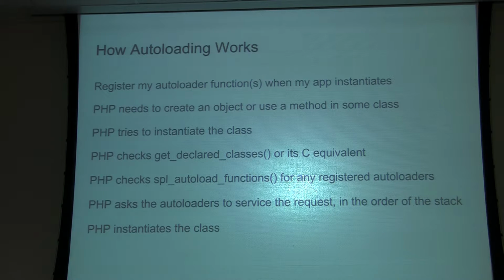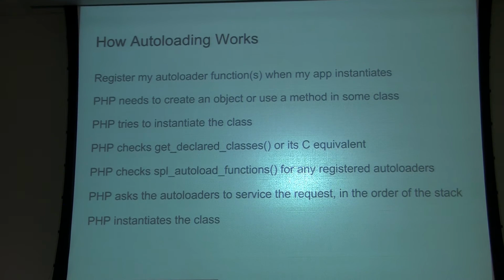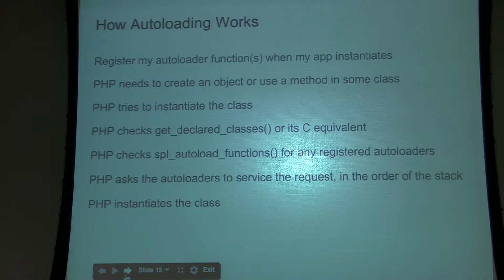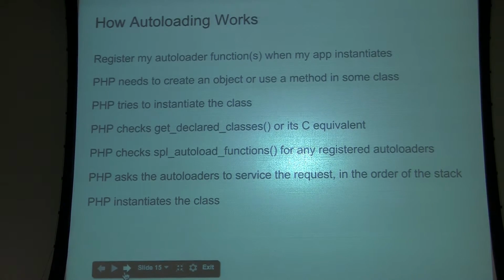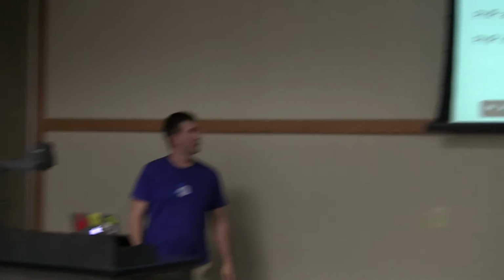But if it doesn't have it, then it's like, okay, I've got to see if I can find someone that can find this class for me. It will go through all of the things that are registered in the SPL autoloader stack and try each one until it finds it. If it goes through the entire stack and doesn't find it, that's when you get the problem where you require a class that doesn't exist. You get a fatal exception or a fatal error. But that's how PHP does it internally.